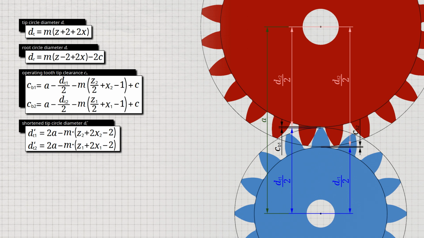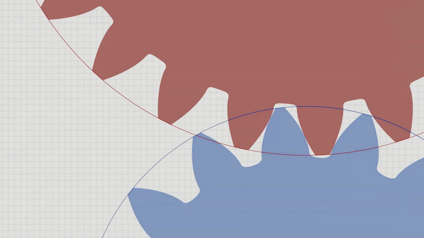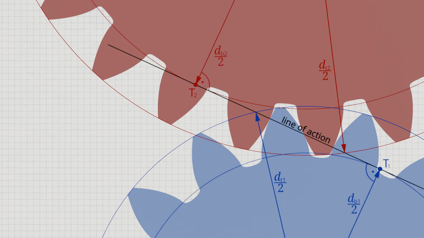A tip circle shortening not only affects the tooth tip clearance, but also the line of contact. The calculation of the length of the line of contact and the resulting contact ratio is described in more detail in the following. As already explained in detail in the video on the meshing of involute gears, the line of action is determined as a tangent to the base circles of the gears. The actual line of contact L begins at the intersection point A between the line of action and the tip circle of the driven gear and ends at the intersection point B between the line of action and the tip circle of the driving gear.